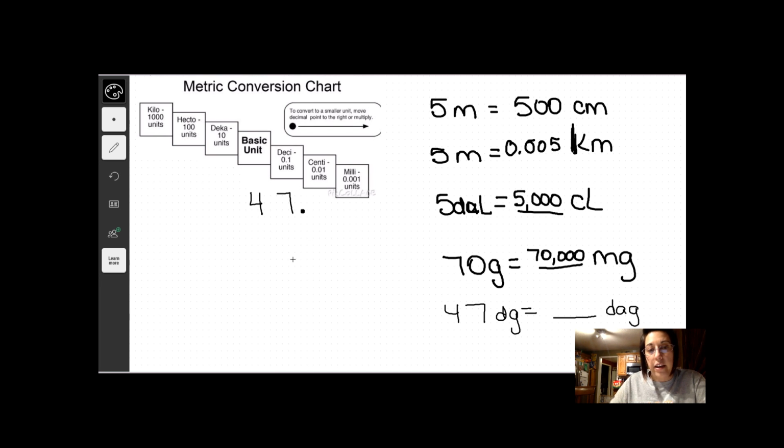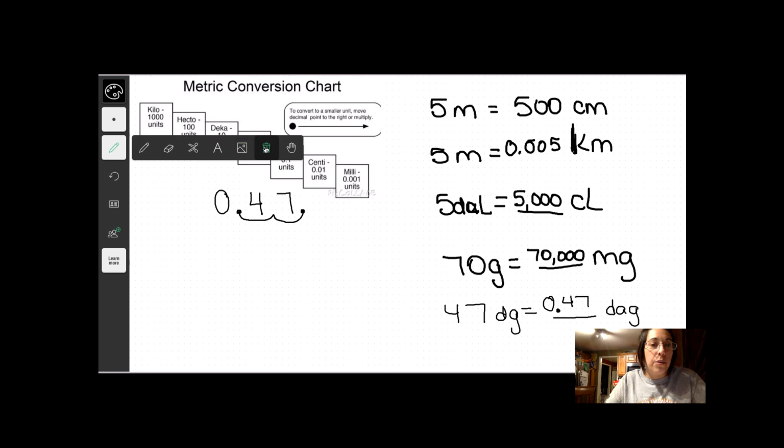Put our decimal back in. We divide by 10 to get to grams and divide by 10 more to get to decagrams. See, I just go to where it is on my place value chart, add the courtesy 0. So 47 decigrams would be 47 hundredths decagrams.